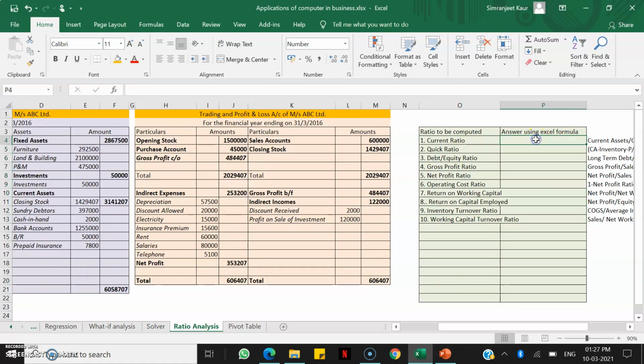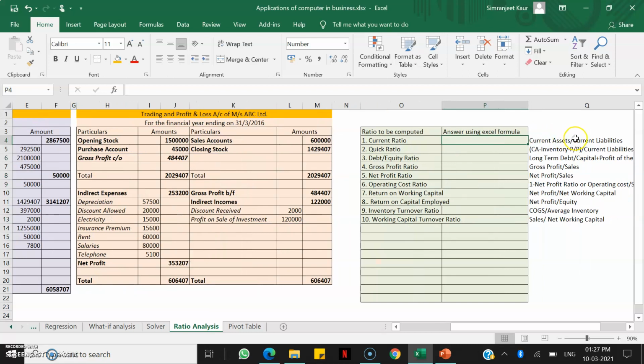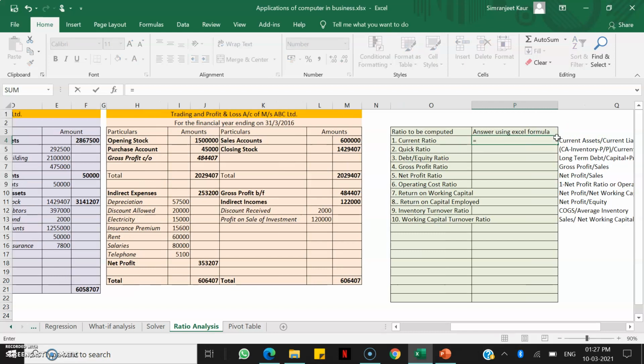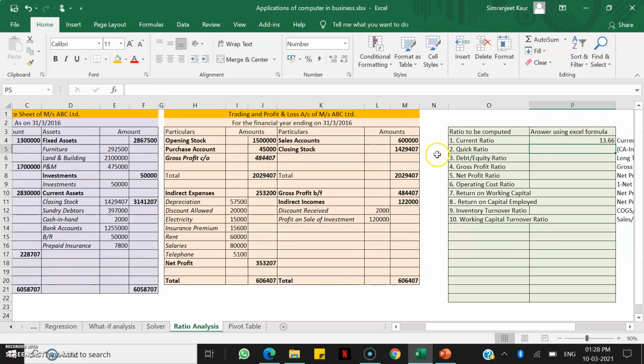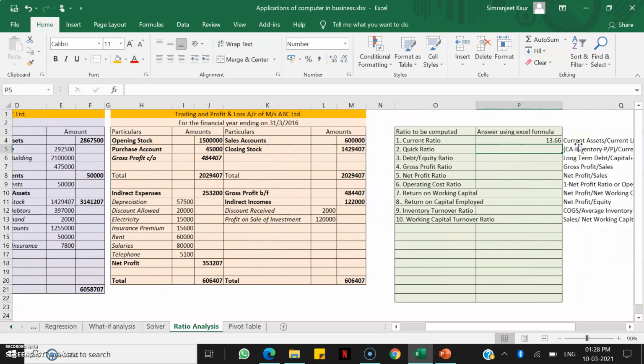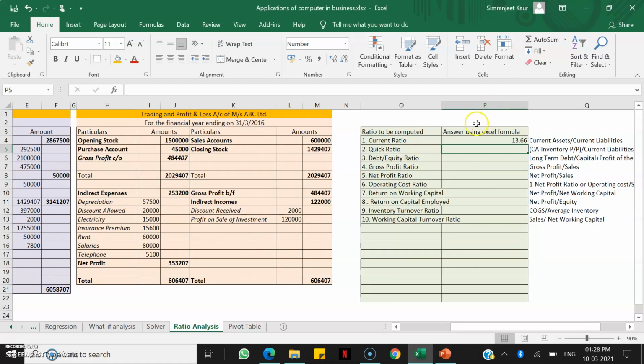So the first one is current ratio. So current ratio is a very simple one. You divide current assets by the current liabilities. So let me quickly go here. So my current assets are these, divided by, I'll write it in the formula bar here so we can simultaneously see the balance sheet also, divided by my current liabilities. I'll press enter. So my current ratio is 13.66.